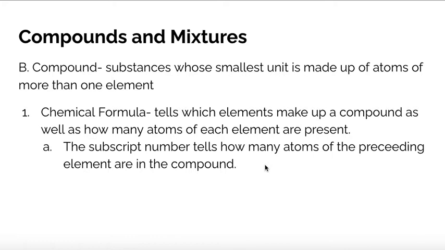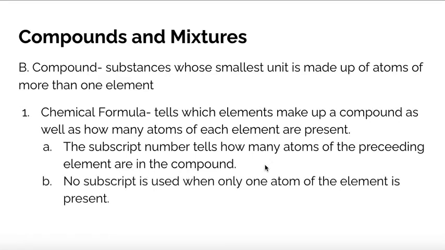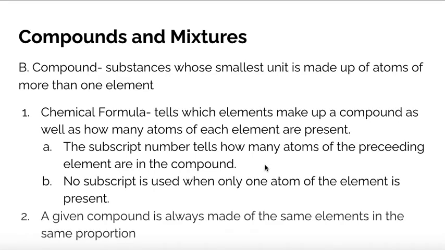The formula of a compound communicates its identity and the makeup to any scientist in the world. So no subscript is used when only one atom of the element is present, and a given compound is always made of the same elements in the same proportion. You don't just add numbers to the subscripts in order to say that, well, there's more of these water molecules. You actually add the number in front, as shown on page 88. 6 H2O molecules would tell you that you've got those 12 hydrogen atoms and 6 oxygen atoms. So you'll just write H12O6.